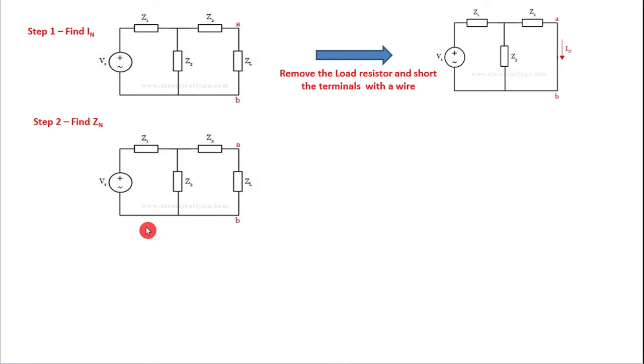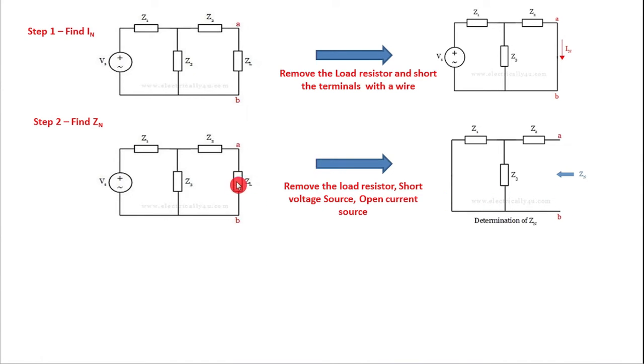So in the given circuit, here we have to remove the load resistor, and if there is a voltage source, it should be replaced with a short wire, and if it is a current source, it is to be removed and kept open. So this circuit is redrawn by following these steps like this. Here there is a load impedance, it is removed, and here there is a voltage source and that is removed and it is shorted. So this is the circuit.